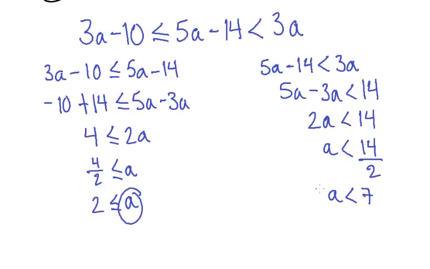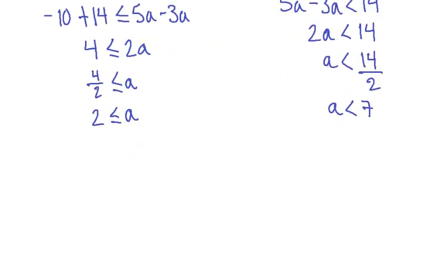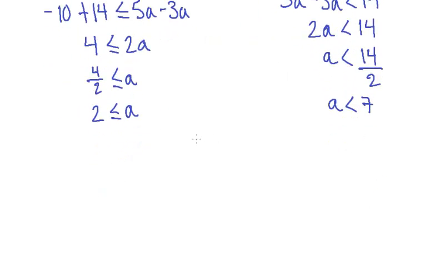Now that I have a on these two sides, I can connect them and write a single a in the center for combining these two answers. So it's going to look like this: 2 less than or equal to a less than 7. That will be the algebraic answer for this exercise.